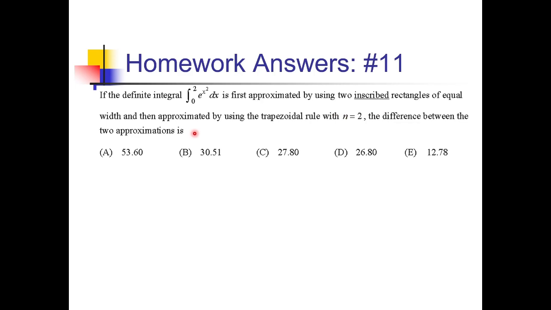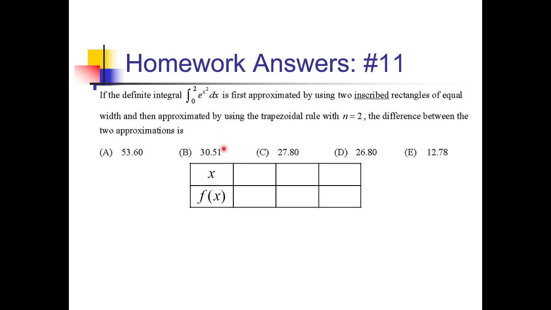So we basically need to approximate this twice and then subtract the answers. To help us with this, it would help to have a few values for this function from 0 to 2. Since they're asking for two rectangles and two trapezoids, I'm thinking using the x values 0, 1, and 2, those will give us our two rectangles or trapezoids. So let's plug those into the e to the x squared function.